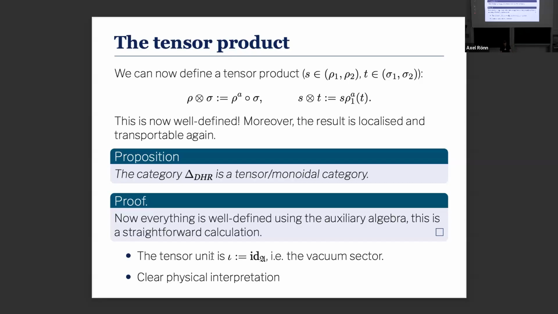And of course, the tensor unit is going to be the identity, which I will call iota, and that's the vacuum sector, the trivial sector. I often call it the vacuum sector, but people doing quantum field theory on relativistic spacetime should say vacuum sector because there's no action of the group. That's the trivial sector.